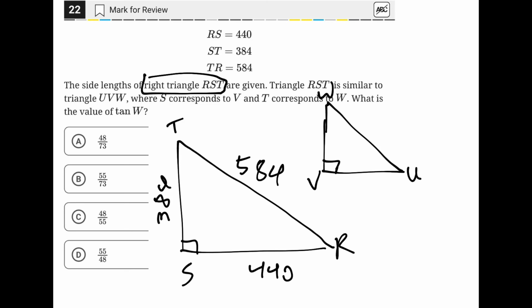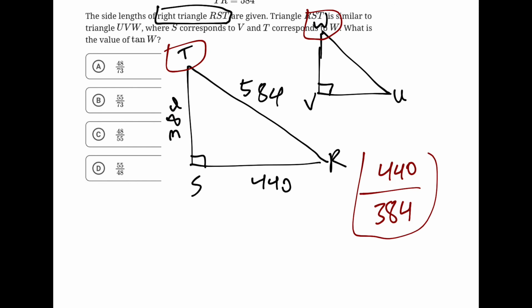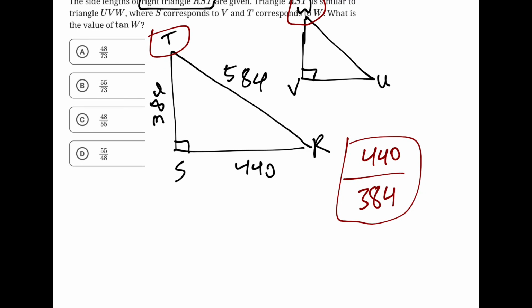They want to know the value of tan W, which is the same thing as tan T. Since they are proportional, whatever ratios exist, which they don't tell us, the tangent ratio is going to be the same. So tangent of T is opposite over adjacent, or 440 divided by 384. If you take this fraction and convert it to its lowest form, there's a common multiple of 8 here, so we're going to divide the top and the bottom by 8. And when you do that, you get 55 over 48.